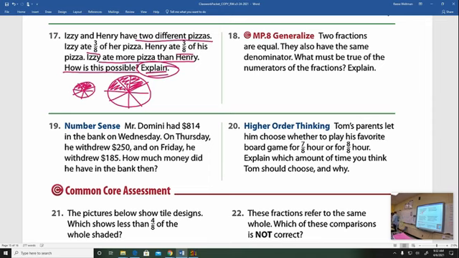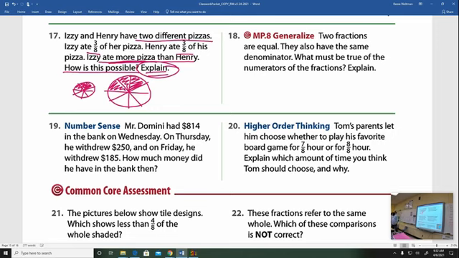And I'll accept arguments on either side, as long as there's an explanation. As long as you guys can say to me, no, it's not possible because they had the same size pizza and they both ate 3/8. You could make that assumption, but it doesn't say that either. It also doesn't say the pizzas were the same size. All you know is what it told you, which is that Izzy ate more pizza. How is this possible to explain?